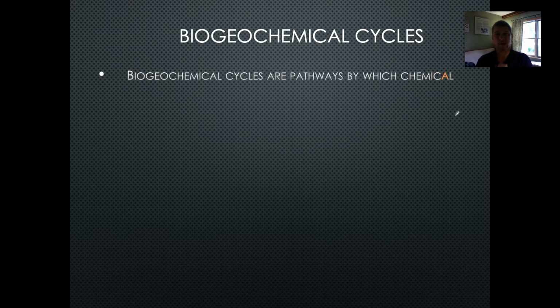biogeochemical cycles that exist in the biosphere and in specific ecosystems as well. Now, by definition, a biogeochemical cycle is a pathway by which chemicals circulate through an ecosystem. All right. We're talking about water and carbon and phosphorus and nitrogen and some of the others as well.